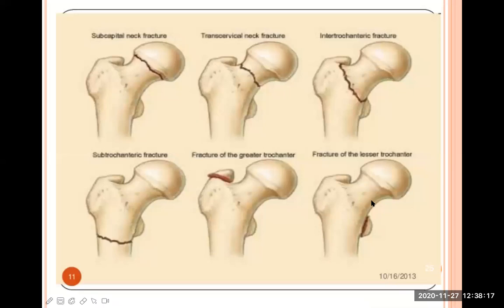Now, these are schematic diagrams of different types of fracture which you have talked about till now. A few of them you have already talked about. Subcapital fracture, transcervical fracture, intertrochanteric fracture. We are going to talk about this toward the end. Subtrochanteric, fracture of the greater trochanter and fracture of the lesser trochanter. So these are the different types. So now your job is to look at the X-ray very carefully and try to diagnose the fracture correctly.